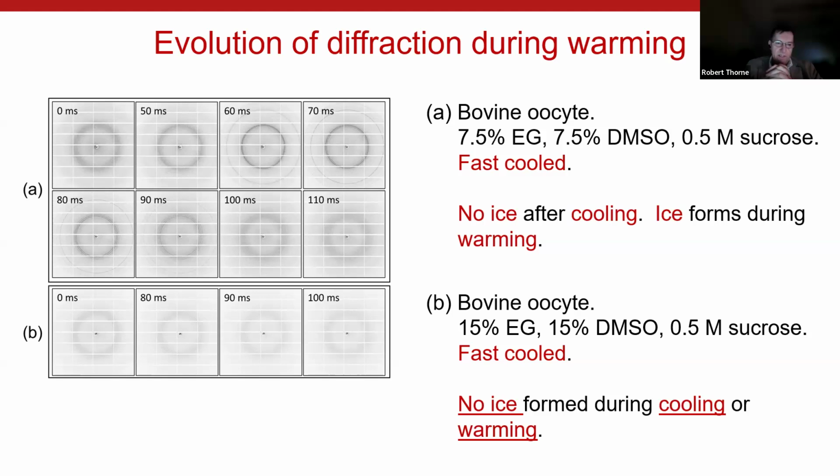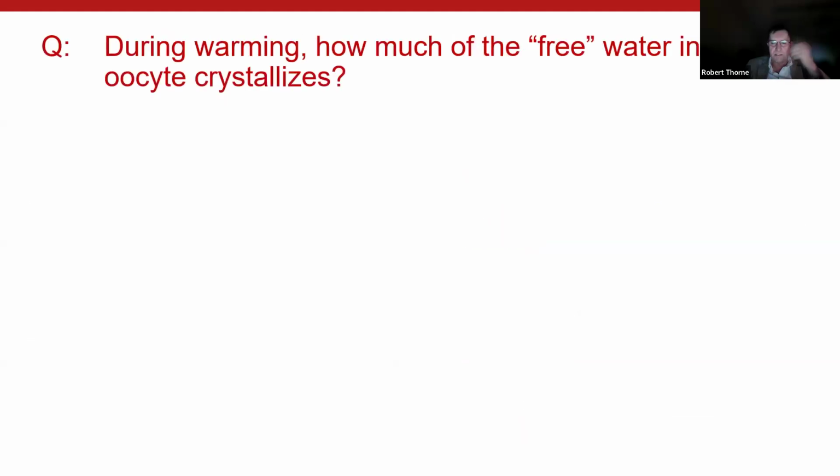So what this shows, as far as we know for the first time experimentally, or at least certainly as robustly, is that we can cool and warm at least bovine oocytes without forming any ice, using standard cryoprotectant concentrations. You can repeat these measurements looking at the intensity of the ice diffraction that forms during warming. It turns out the intensity of that ice tells you roughly how much ice, what the volume fraction of ice, is in the sample.